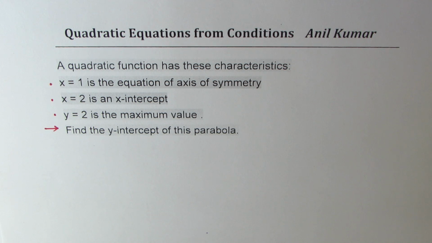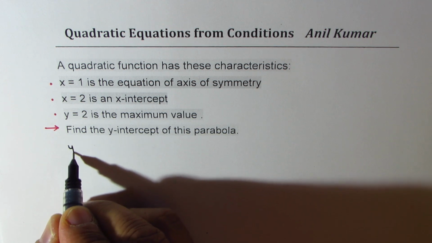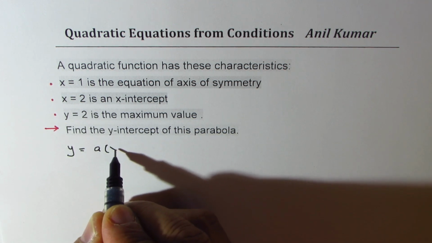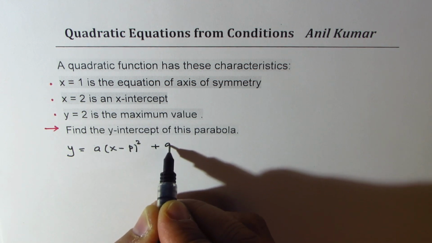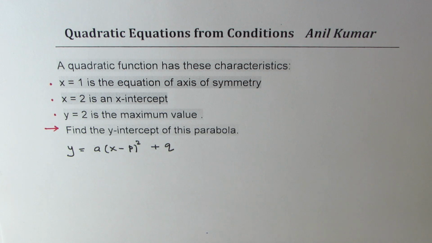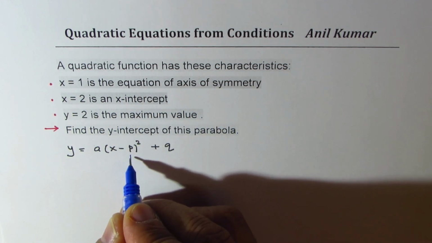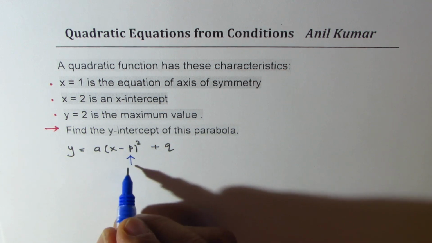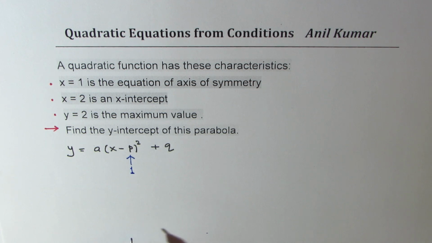Okay. So we'll begin with the general form of the equation. So we'll say y equals a times x minus, let's say p, whole square plus q. Now from the given conditions, we can find all these values. So let's begin with the very first one, which says that x equals 1 is the equation of the axis of symmetry, right? So here we'll write 1, since p gives you the axis of symmetry.